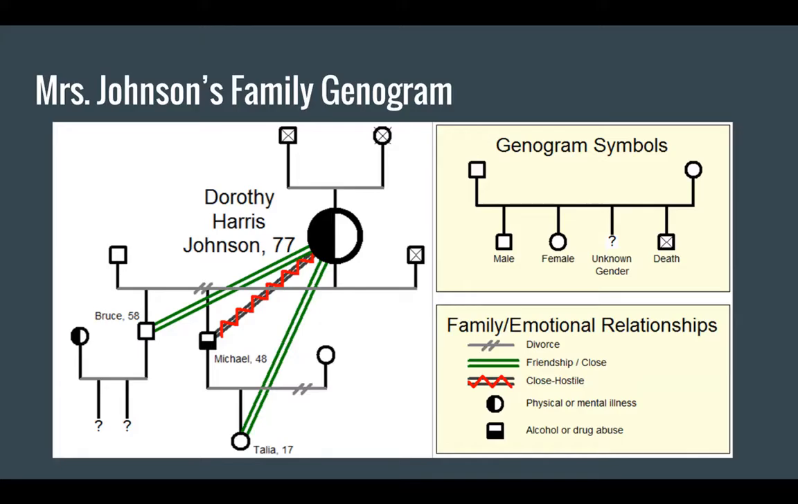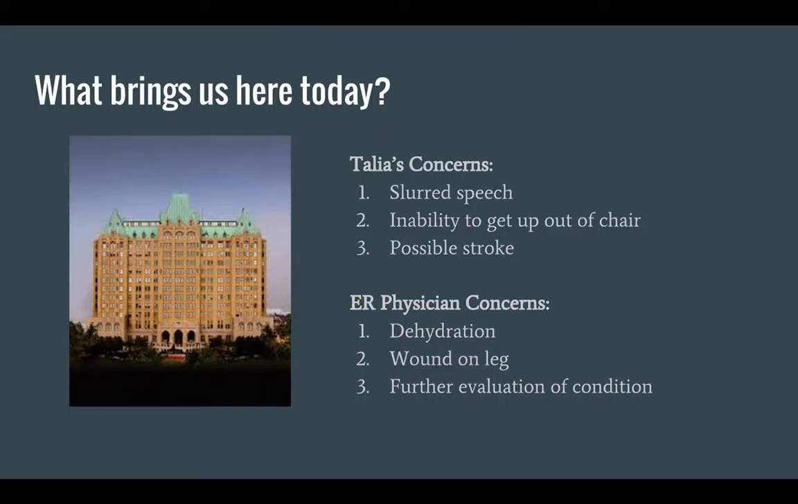This son, Bruce, lives in Florida. He has a disabled wife and 2 kids, and her son, Michael, and Talia live with her in the home, and as we can see here, Michael and Dorothy have a strained relationship, which we will get into in a little bit. So what brings us here today?